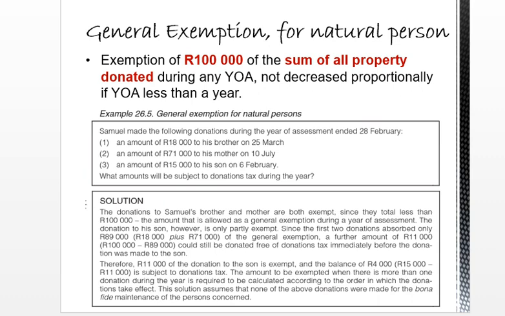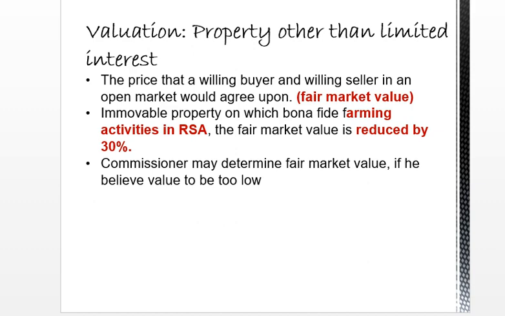Okay, now what we want to look at is the valuing of property other than a limited interest. So how do we value the property that's being donated? So essentially it is the fair market value. So it's the price that a willing buyer and a willing seller will agree upon in the open market. So the fair market value, that's the value of the property being donated.